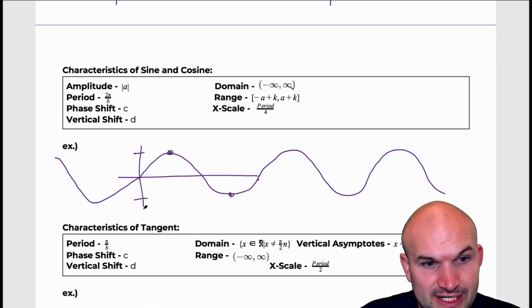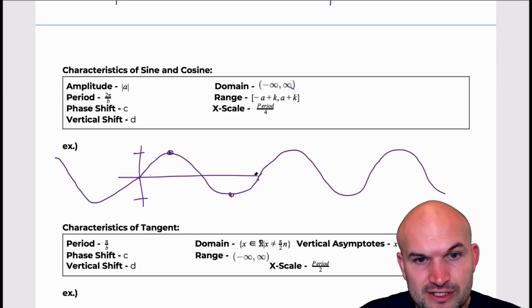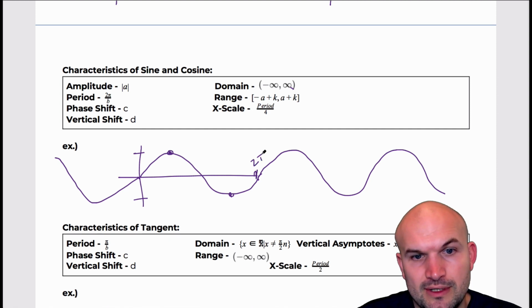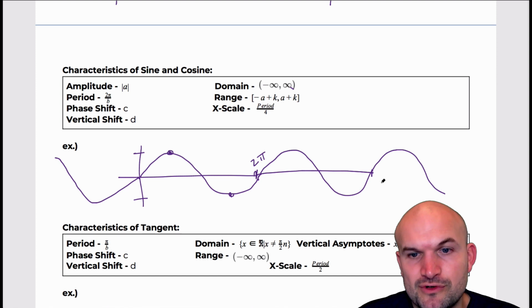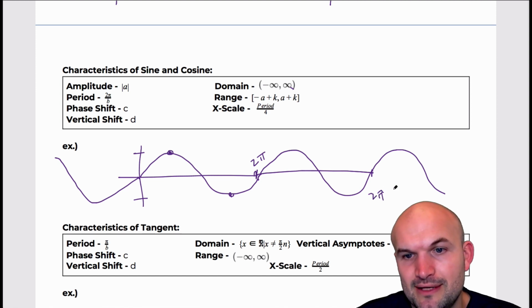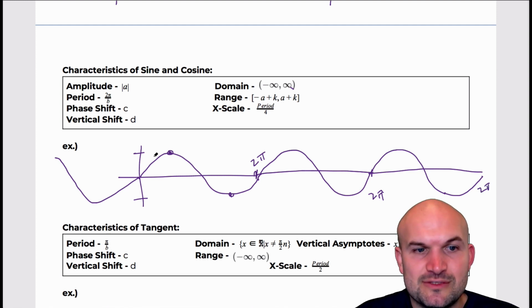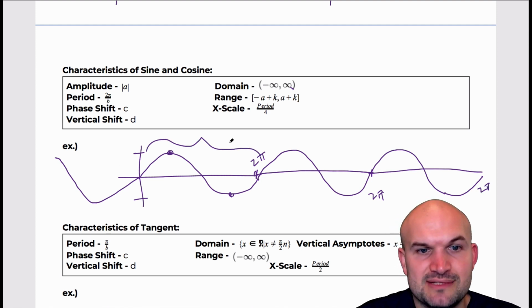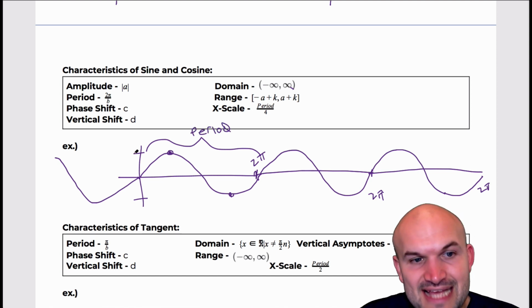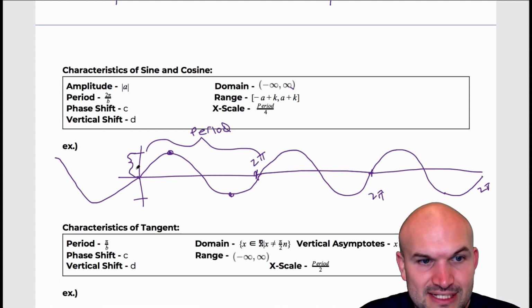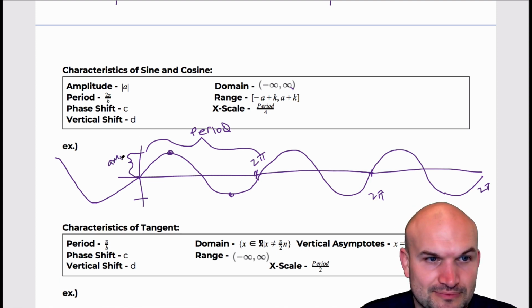What you can see here is the graph from here to here to here is 2 pi, right? Again, you can see that the graph is going to repeat in another 2 pi. And if I was to do this again, you can see this graph is again repeating in a 2 pi. So that's what we call the period. It is basically how long the graph takes to repeat itself. And this half distance from the max to the min is going to be our amplitude.